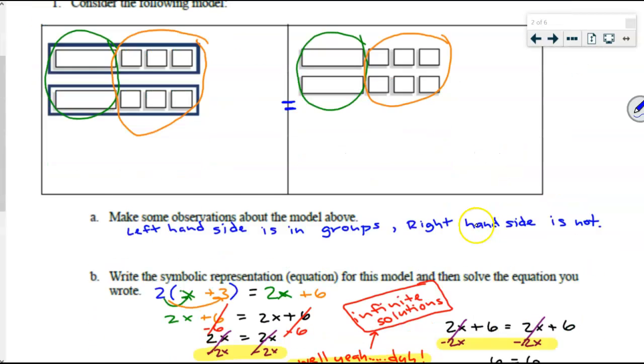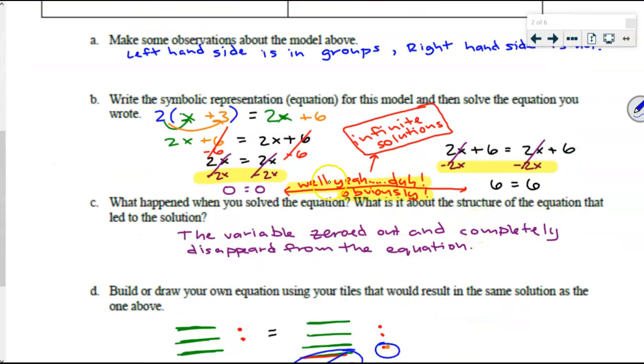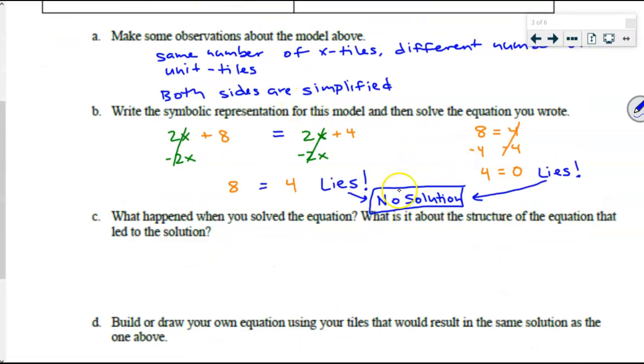Compare and contrast that to what we saw here. This was not a lie. This was an obvious truth. A truth that's so obvious sometimes we don't even recognize what's really even happened. 0 equals 0. That's an obvious truth. We have to interpret that as infinite solutions. This is an obvious lie, which we have to interpret as no solution.